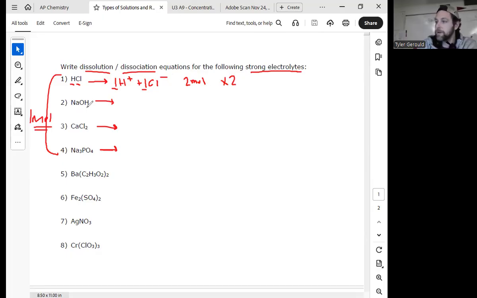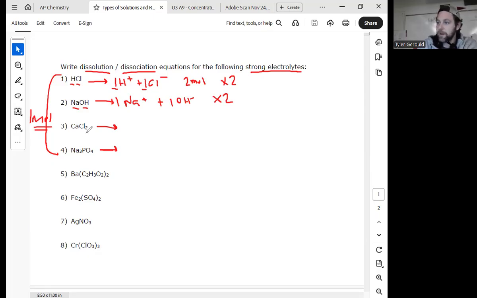Sodium hydroxide has 2 ions. First one is sodium, and so we get 1 part sodium and 1 part hydroxide. So whatever moles are dissolving, it's going to double how many particles are going to be in solution after it all dissolves. So it has a times 2 effect on the original mole value.